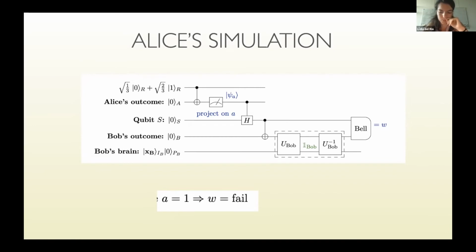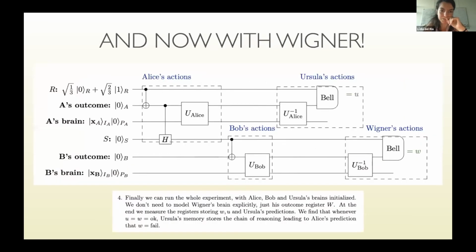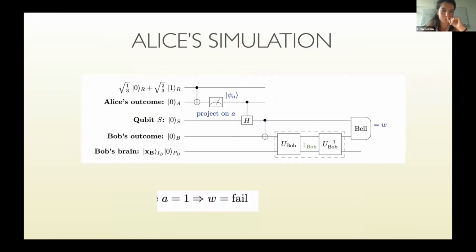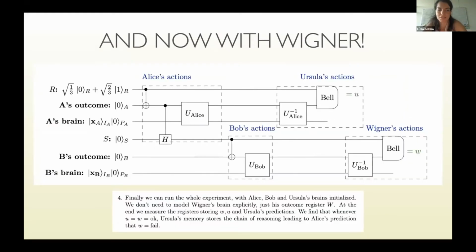Good. Now, the special thing about this experiment. Okay, so now Wigner and Ursula know this, so they can initialize Alice's brain and Bob's brain, everything. And the special thing about this thought experiment is that there is some finite probability that Ursula and Wigner actually get okay. But in this case, they conclude through this chain of reasoning that Alice back in the day had predicted that Wigner would get fail with probability 1.